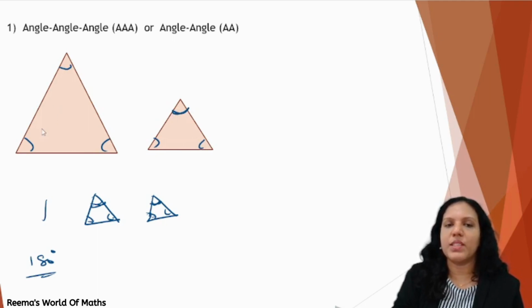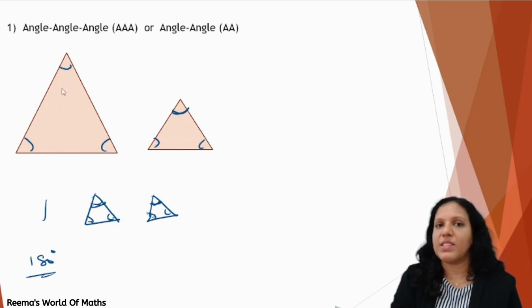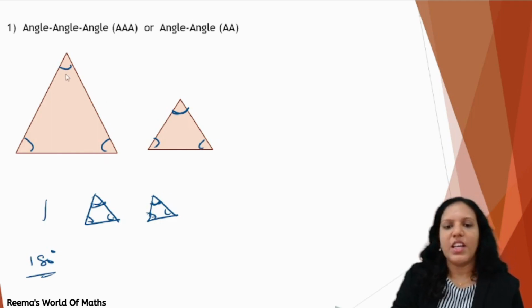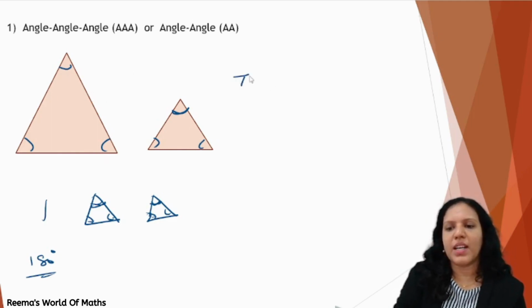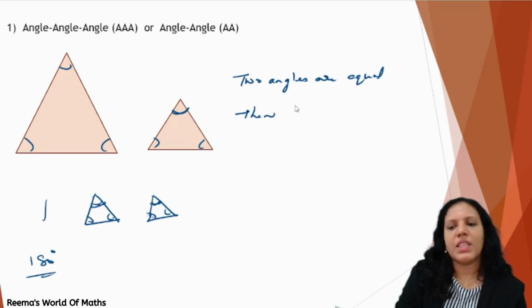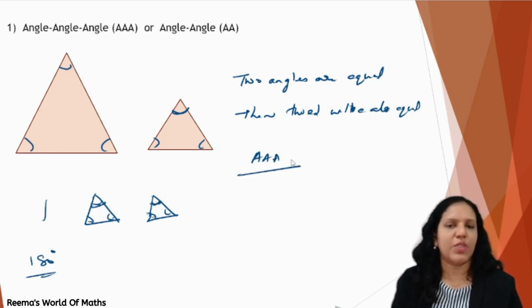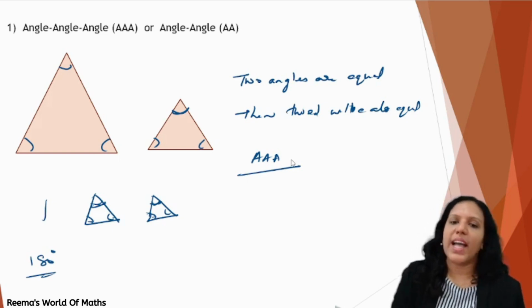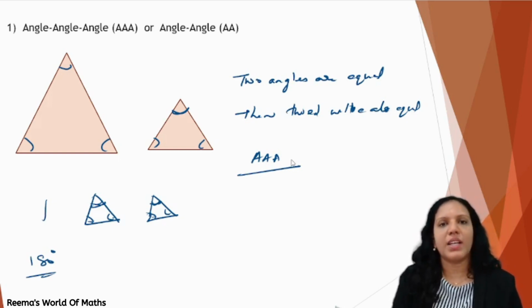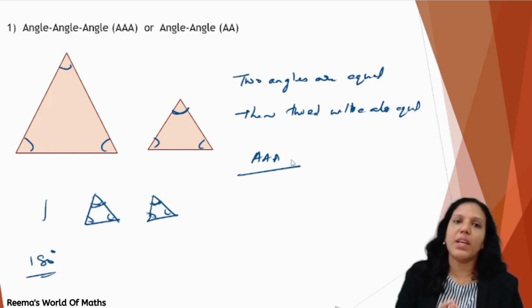So hence by using the fact that the sum of all the angles of a triangle is equal to 180 degrees, we can say if two angles are equal, then the third angle will also be equal. Now we can use the angle, angle, angle theorem because all three angles are equal for that triangle. So this is the same as the angle, angle theorem. Even if only two angles are equal, we can say that two triangles will be similar.